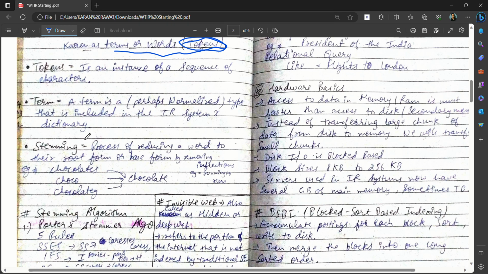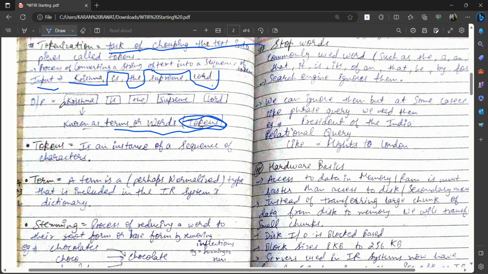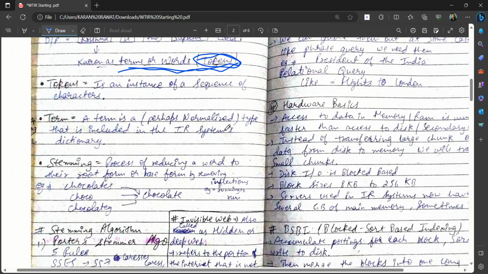Now, what is a term? A term is a normalized type that is included in the IR system's dictionary. Tokens and terms are related to each other. A term is a normalized type that is included in the information retrieval system's dictionary. So when we have separated Krishna and the others, chopped them into pieces, they are known as terms, words, or tokens. They are relatable things: you can say token, term, or word.